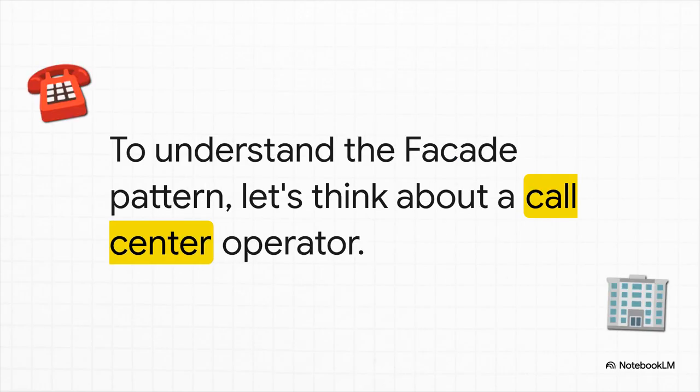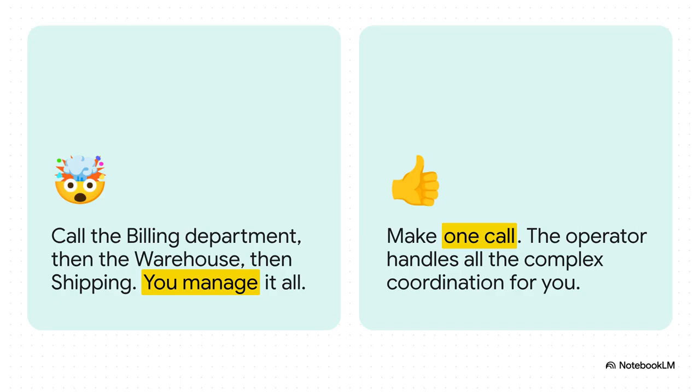Okay, to really get this, let's step away from the code for a second. Let's think about a call center. Imagine you need to order a product. So you've got to check if it's in stock, pay for it, and then get it shipped to you. Simple enough, right? Now you could do this the hard way. You call the billing department, then you hang up, call the warehouse, then you hang up and call the shipping department. You're juggling 3 different calls, hoping you didn't mess anything up.